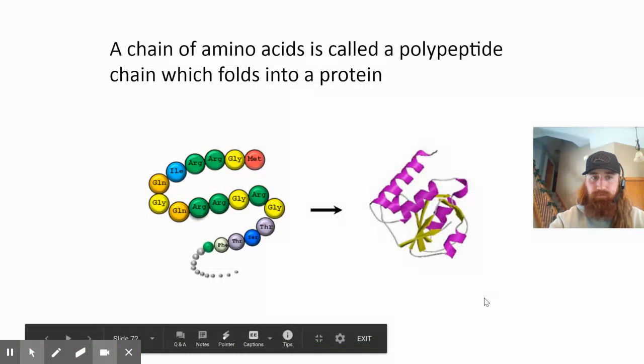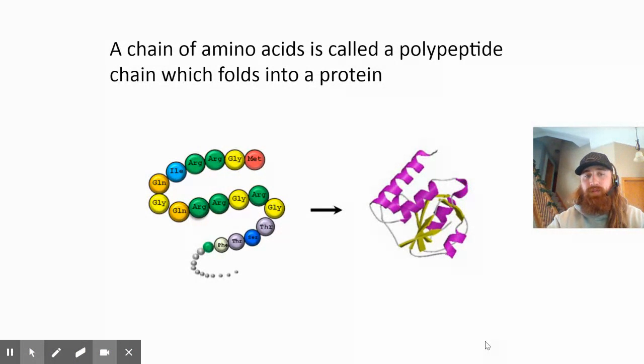So moving on, a chain of amino acids is going to be called a polypeptide, and this is going to fold into a specific protein. Now, like we've talked about already, every single protein has its own distinct shape. And it has its own distinct shape because it does its own distinct function.